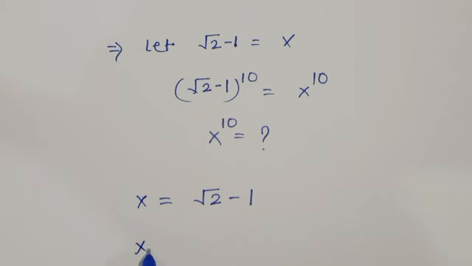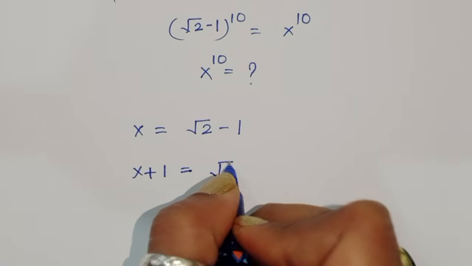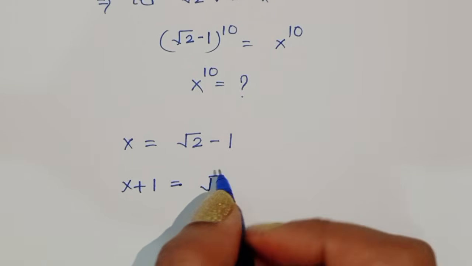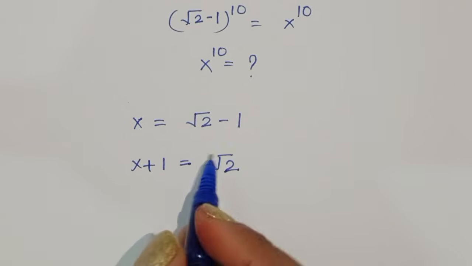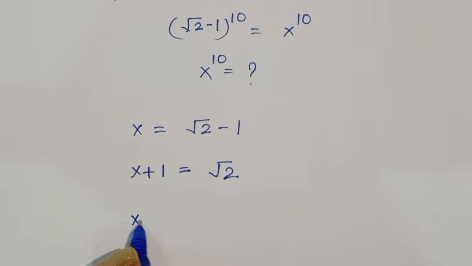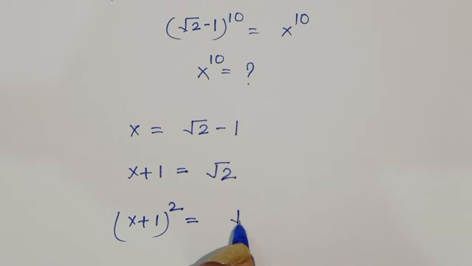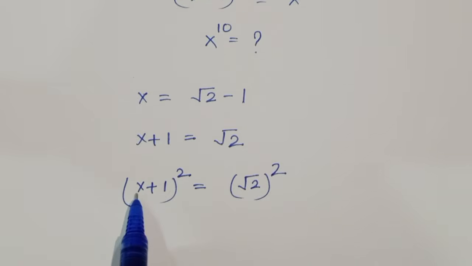So x plus 1 is equal to square root of 2. Here x plus 1 is equal to square root of 2. We can take the square to cancel this square root. So x plus 1 whole square is equal to square root of 2 to the whole square. Here x plus 1 whole square.